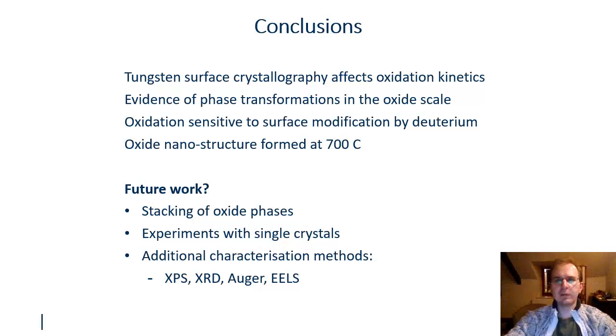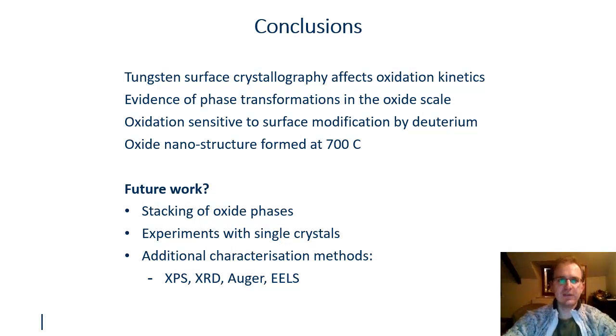In conclusion, I would like just to summarize what we have shown in this presentation. First of all, the tungsten surface crystallography affects the oxidation kinetics, as we have seen by the formation of the different tungsten oxide phases at different orientations of the substrate, and also because of the preferential character of oxidation, with some substrate orientations developing a thicker oxide than the other orientations.